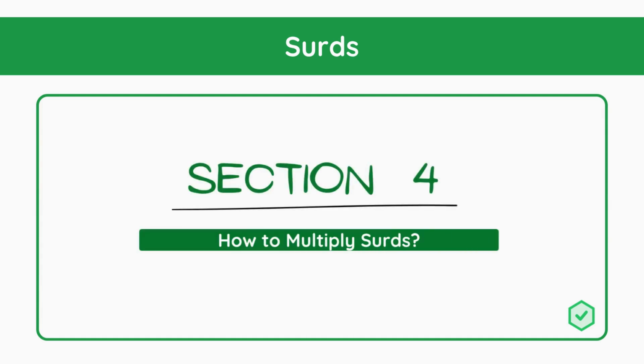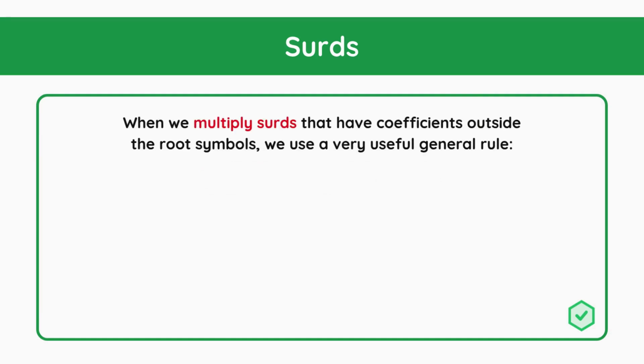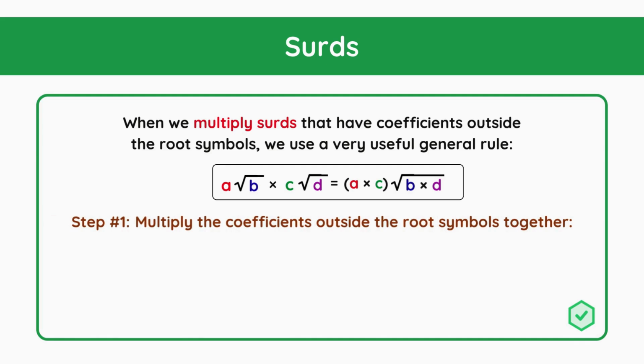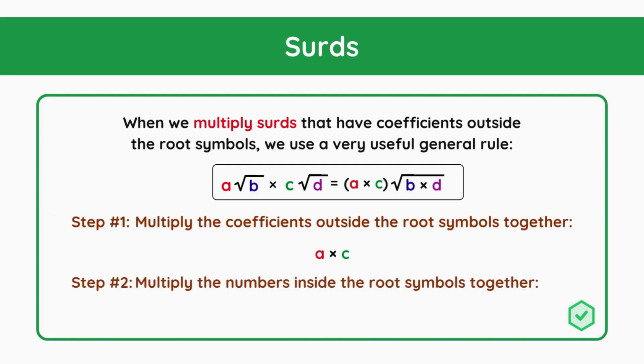Now we will look at multiplication. When we multiply surds that have coefficients outside the root symbols, we use a very useful general rule. a square root of b times c square root of d equals a times c square root of b times d. This rule breaks down into two clear steps. Multiply the coefficients outside the root symbols together, a times c. Multiply the numbers inside the root symbols together, b times d.